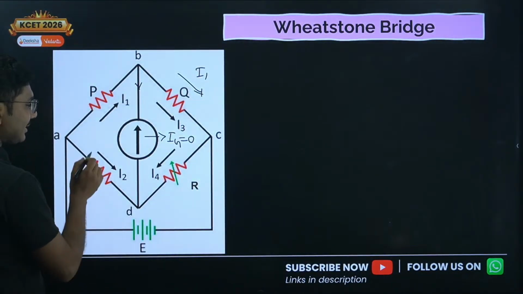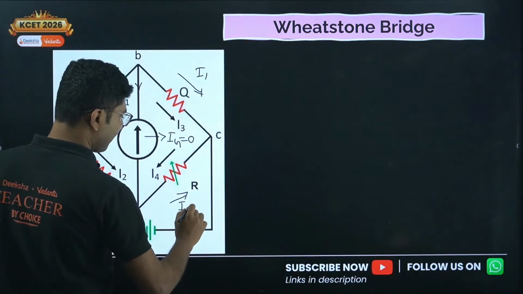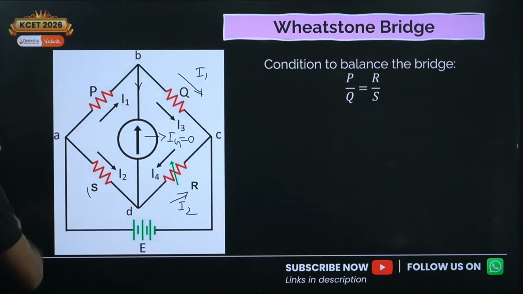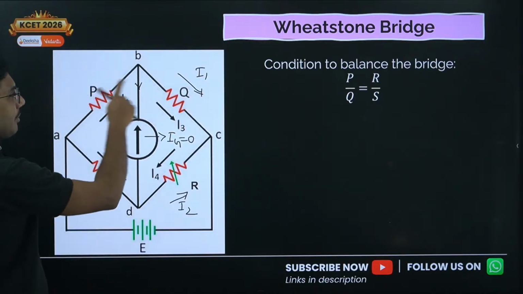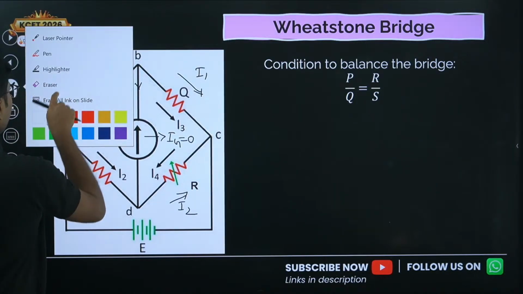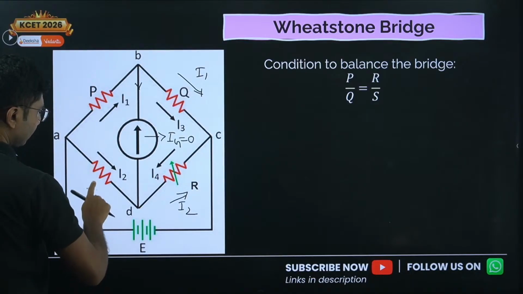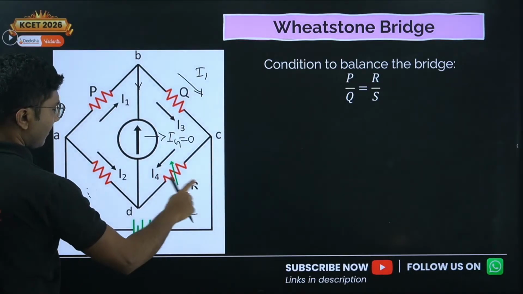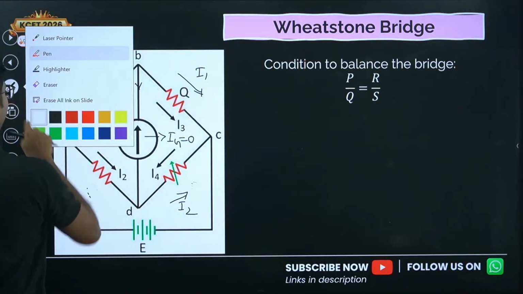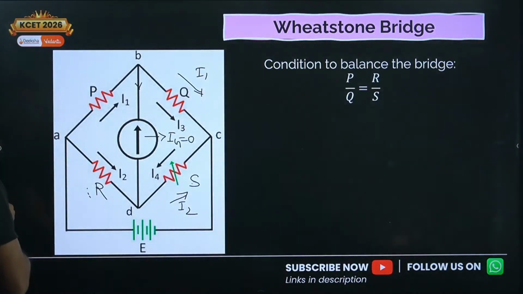Similarly, when the bridge is balanced, whatever current is passing through S, the same current should pass through R as well. So this is how you should consider the Wheatstone bridge, and the condition for balance is P upon Q equals R upon S. There is a small mistake, it should be R over here and S over there. So R upon S. This is the condition of balance.